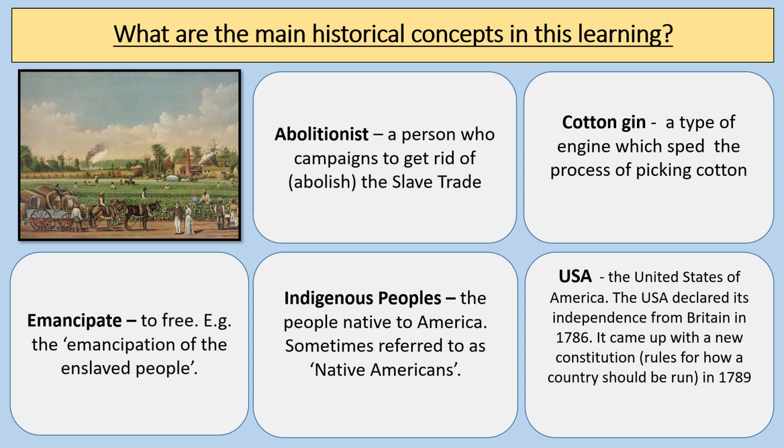Main historical concepts that we're going to learn about in this Meanwhile Elsewhere are the word abolitionist, which was a person who campaigns to get rid of or abolish the slave trade. The cotton gin is a type of engine which sped up the process of picking cotton. Emancipate means to free, such as the emancipation of the enslaved people. Indigenous peoples refers to the people who are native to America and where the United States of America was. They're sometimes referred to as Native Americans.